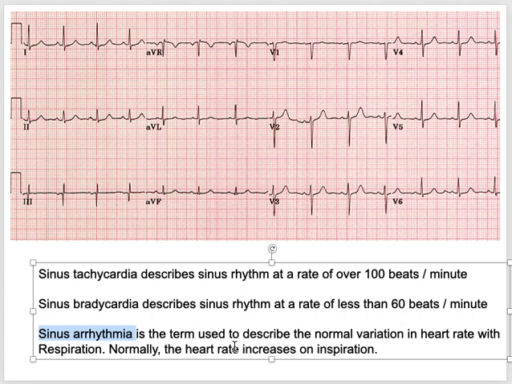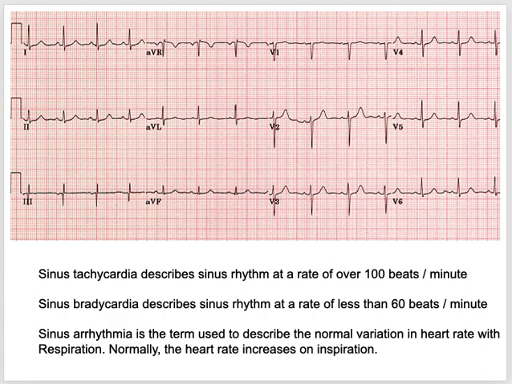A very easy way to remember this: increase starts with IN and inspiration starts with IN. So inspiration increases heart rate, normally, physiologically, right?